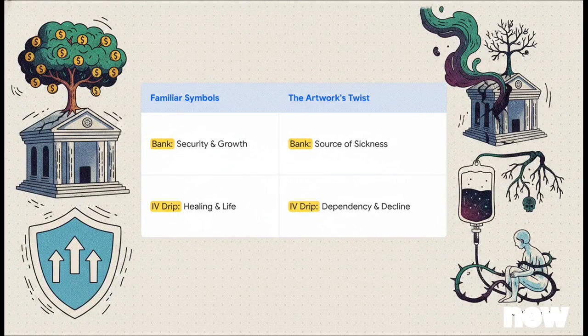Well, this is how it pulls off that twist. The artwork takes something we see as positive, a bank, a symbol of security and growth, and flips it, turning it into the source of a sickness. And then it does the same thing with the IV drip. What we see as a tool for healing and life support becomes this symbol of dependency, of being trapped in a slow, constant decline. It's an absolutely brilliant flip of our expectations.